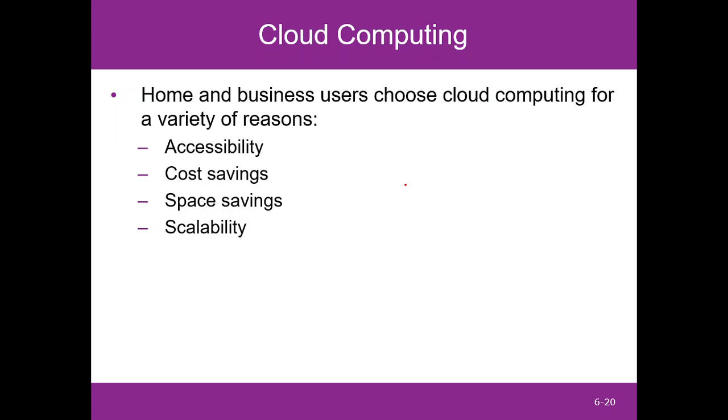Okay, and why is cloud computing important? Why do people go for cloud computing? These are some of the remarkable qualities, some of the best features of cloud computing that attract people. The first one is accessibility. Okay, accessibility means if you have stored your data on the cloud, or if you are using the cloud for something, okay?